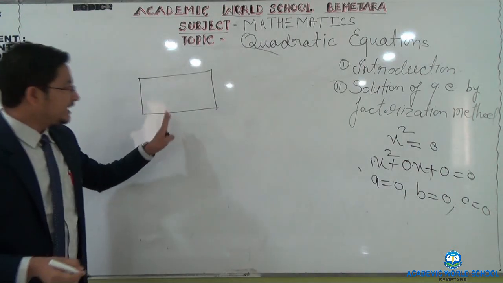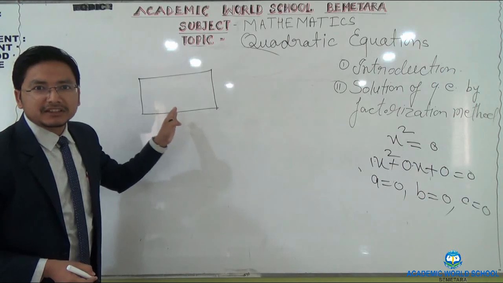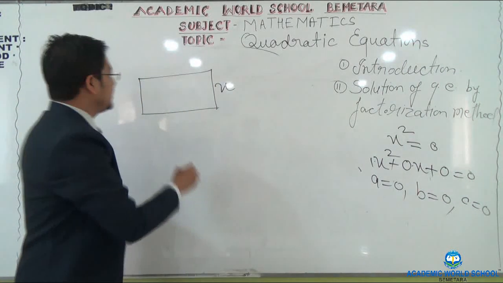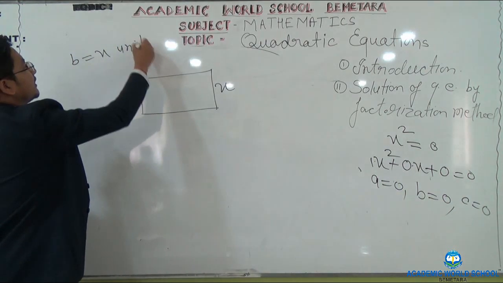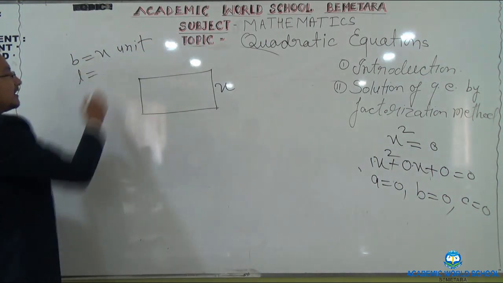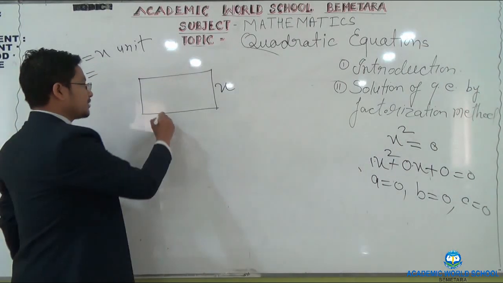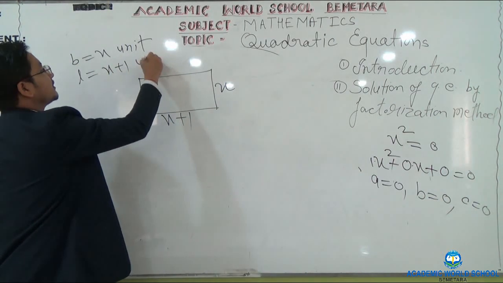Let's say the length of the rectangle is 1 more than the breadth of the rectangle. Let the breadth be x unit, and the length is 1 more than the breadth, so this will be x plus 1 unit.